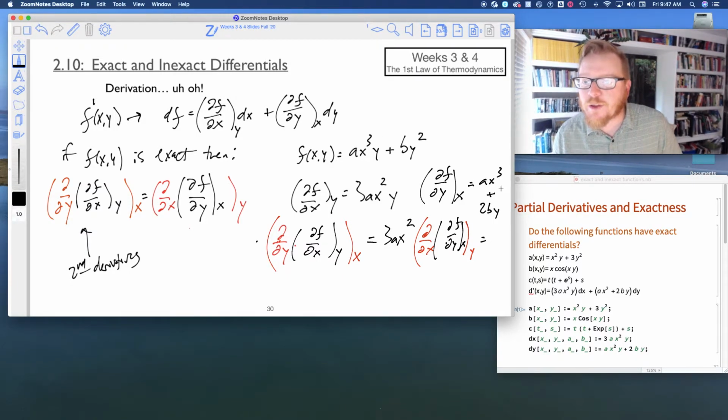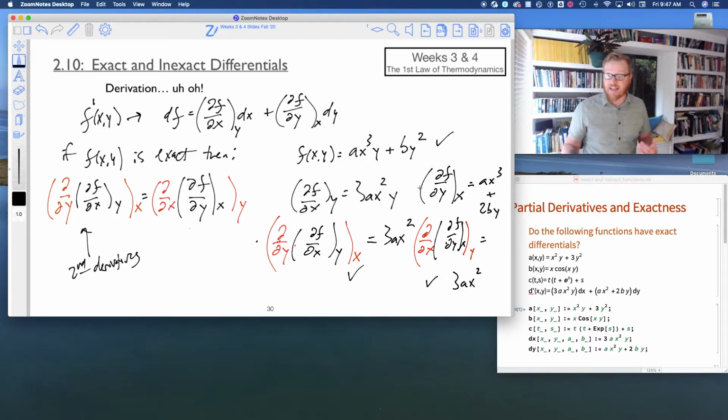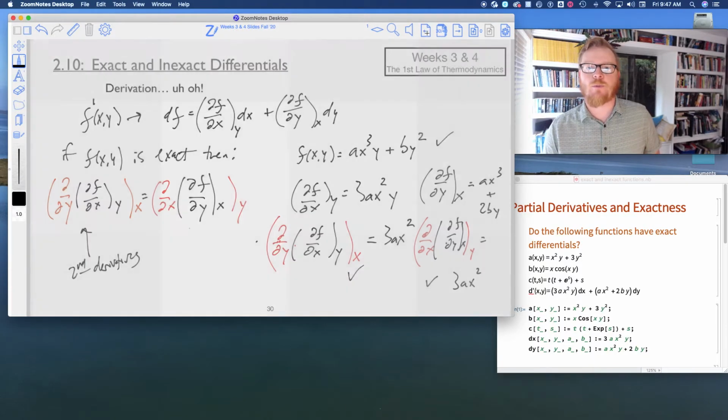So now I'm taking the derivative of ax cubed plus 2by with respect to x at constant y. And when I do that, that becomes 3ax squared, and then the y drops out. So those two things are equal, so that function has an exact differential expression. Okay? And so let's see what I have on the next page. Okay, I've got some more room here.